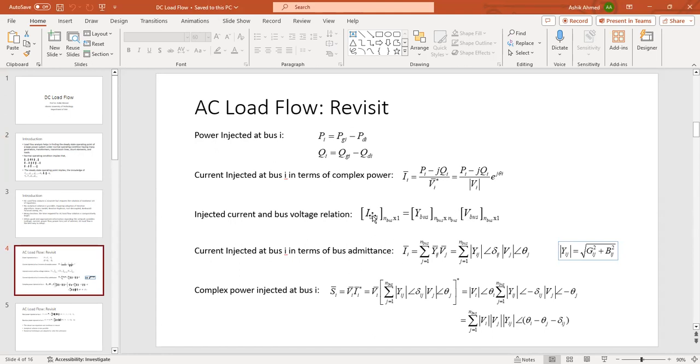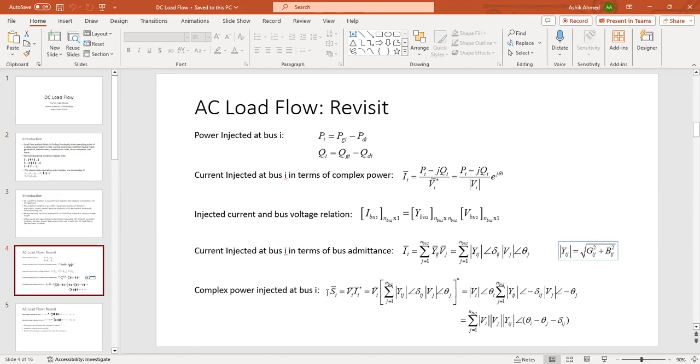Then if we expand this expression, instead of writing I bus as a vector, if I'm interested in finding the expression of the current injected at a certain bus, I can take help of these two matrices and vectors, and pick the relevant entries of the Y bus as well as the relevant entries of the V bus. Accordingly, I can write the I injection as a summation of the multiplication of these two vectors. These things were discussed in the last class, and I'm just revisiting them.